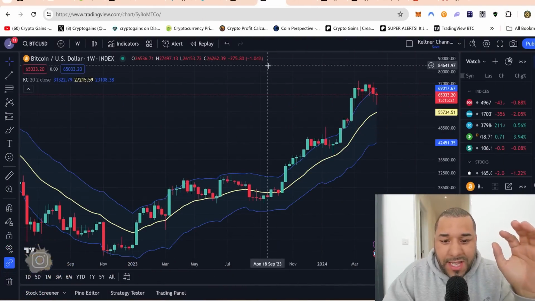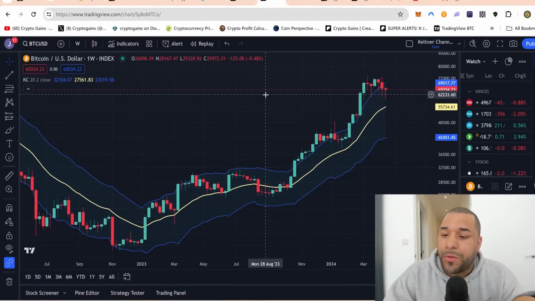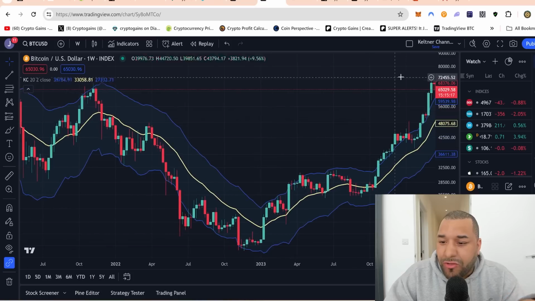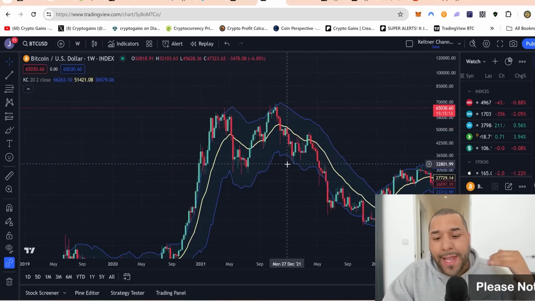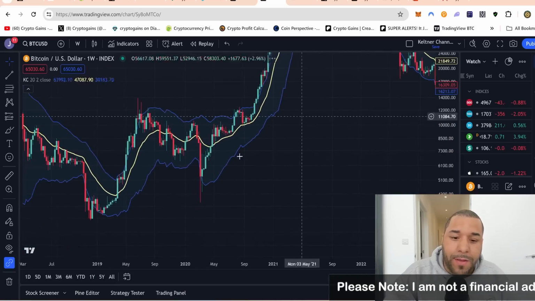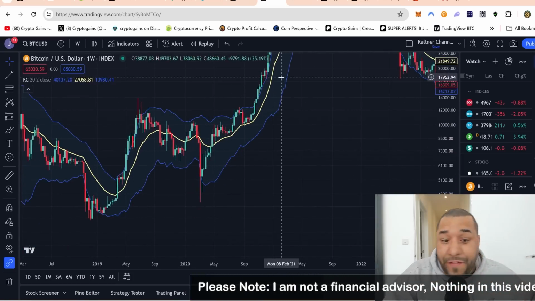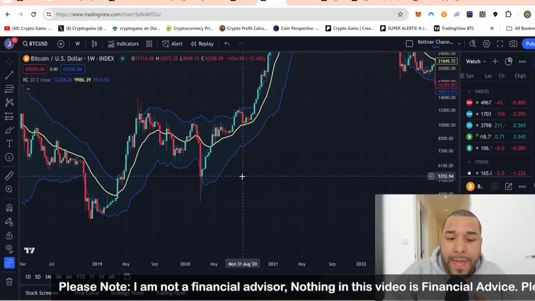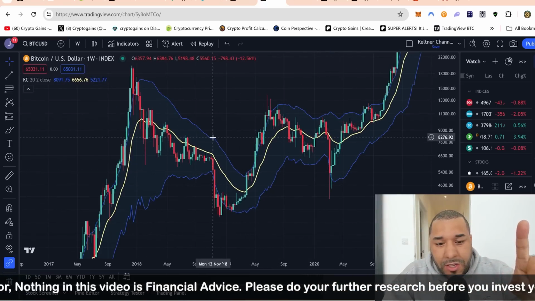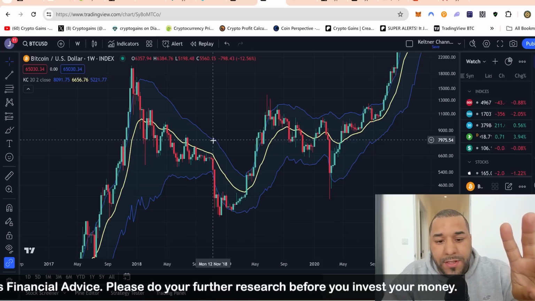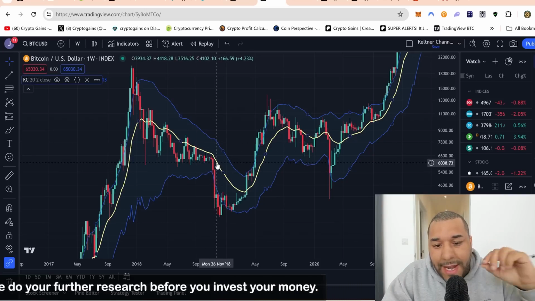I'm going to show you the indicator called the Keltner channel. This is great for looking at trends. Which way is the market moving? Are we moving upwards, or are we moving downwards? In most cases with this Keltner channel, you can see there's three lines: two blue lines, one at the top, one at the bottom, and then a yellow line in the middle.